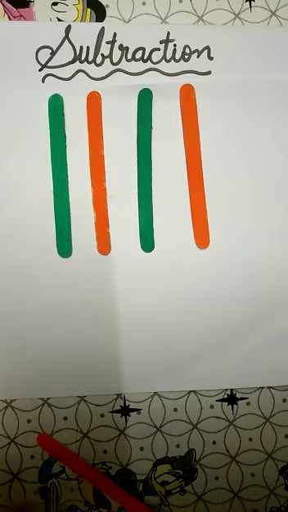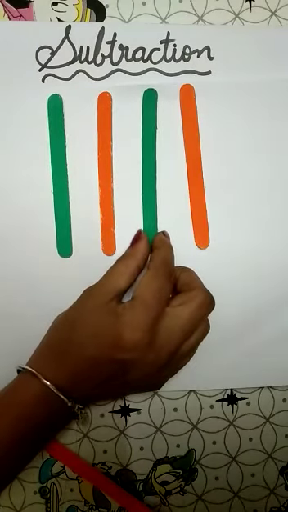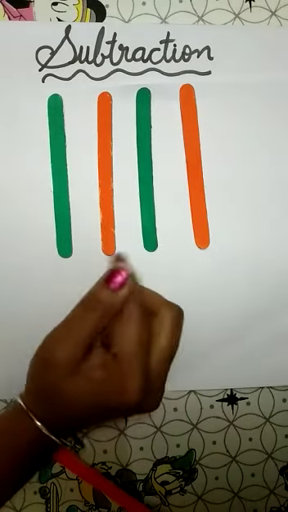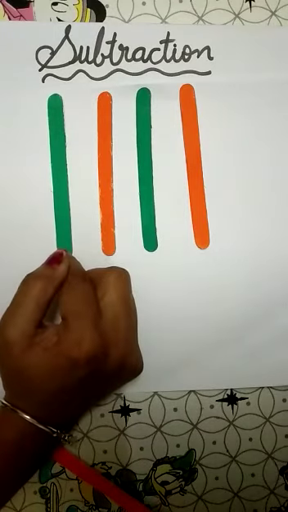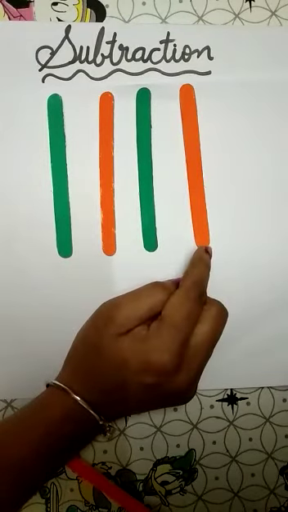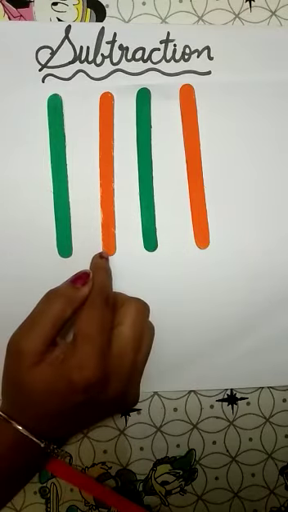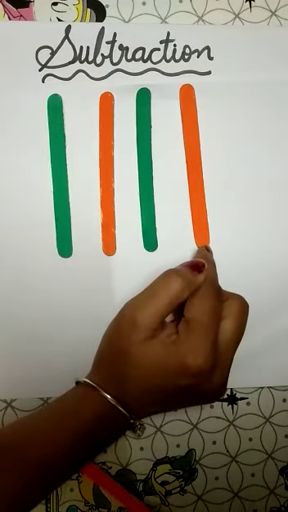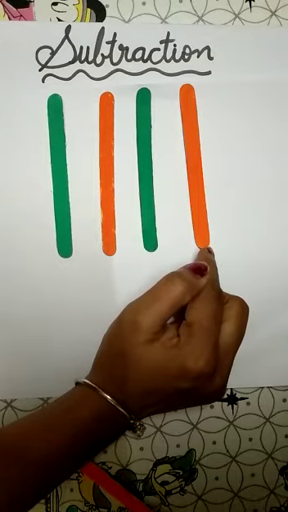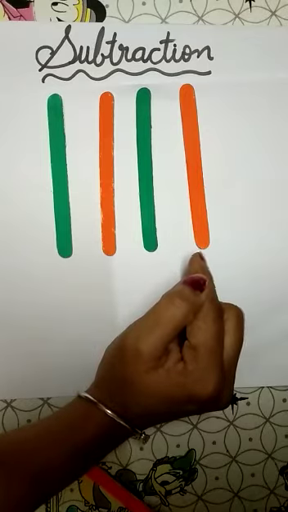See kids, I have 4 pop sticks. Okay? How many pop sticks are there? 4. Let's count it. 1, 2, 3 and 4. One more time we will count it. 1, 2, 3, 4. Okay? Now, what do we have to do? We are doing subtraction, kids. What are we doing today? Subtraction. तो subtraction में क्या करेंगे हम?